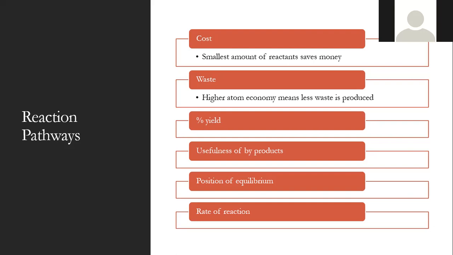Our position of equilibrium is also really important. Like when we were saying incomplete reactions, we need to know what that position of equilibrium is, so that we know the exact mass and the exact quantity, so we know when to stop our reactions. And then our rate of reaction is really important as well. Obviously, as we know, we can increase the rate of reaction by increasing temperature, by adding catalysts, or by changing the amount of reactants that we have. However, does that offset the cost of doing that? And so this is all the idea of reaction pathways.